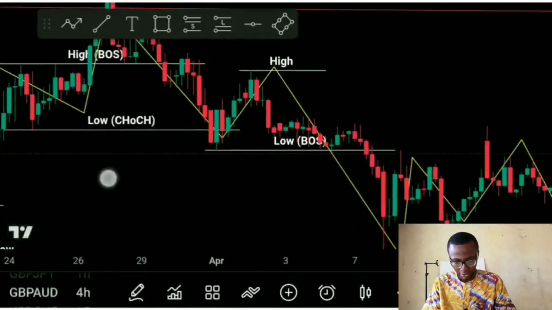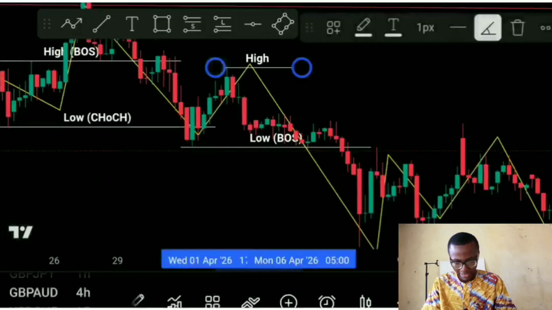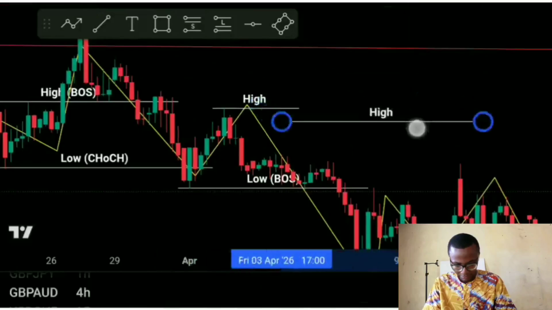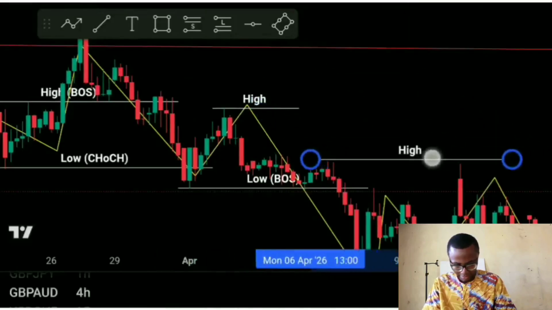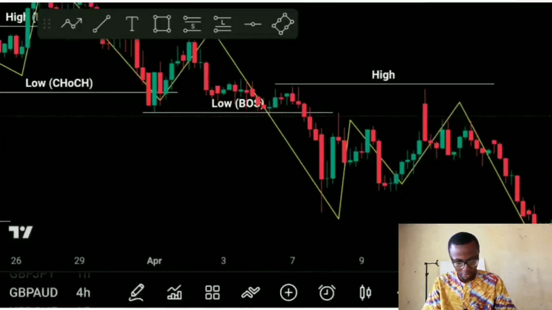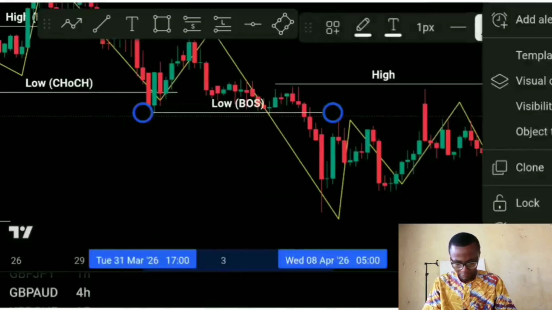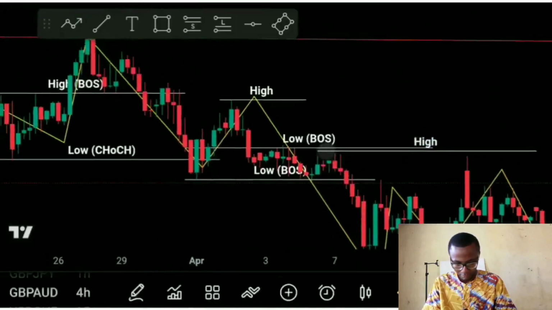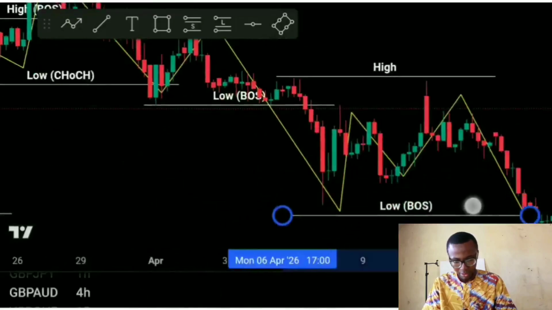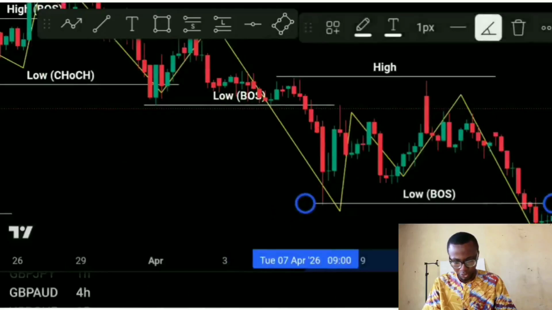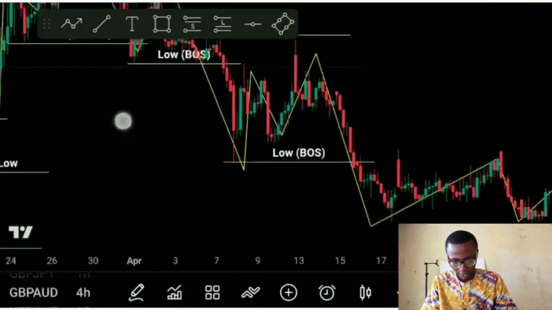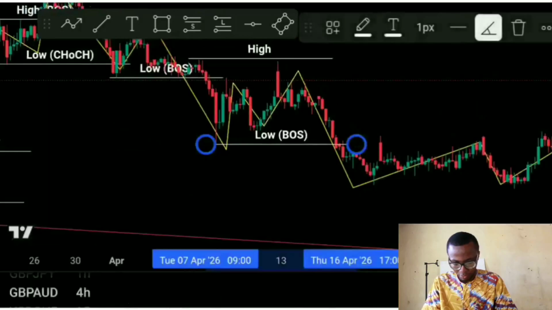Can you see it? Now, look at our next high here. It created a new high here. Are you seeing it? This high here was not broken. Now look at our next low here. This low was broken, so break of structure. But the high was not broken. Are you seeing?